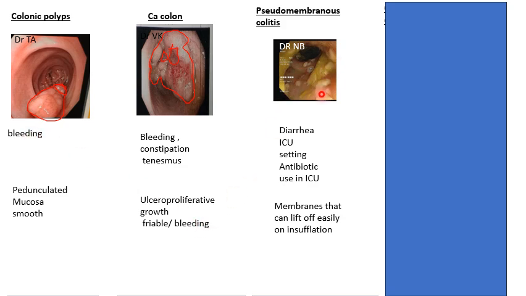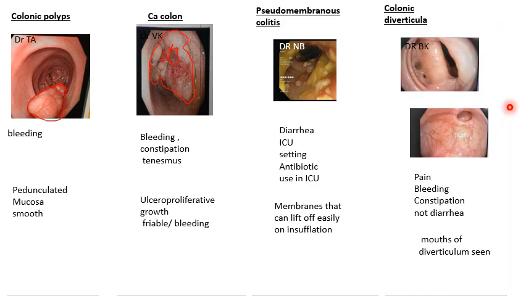Now, you will find whitish membranes that can be lifted off easily on insufflation. The moment you put in air and inflate the bowel for better visualization, some of these membranes are very flimsy and will come off the mucosa.